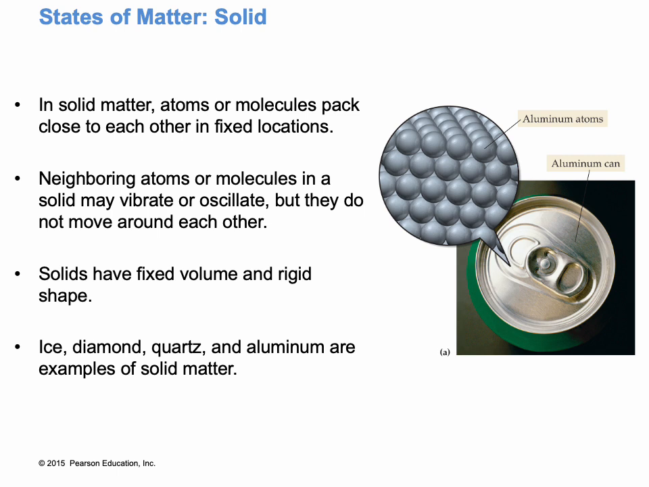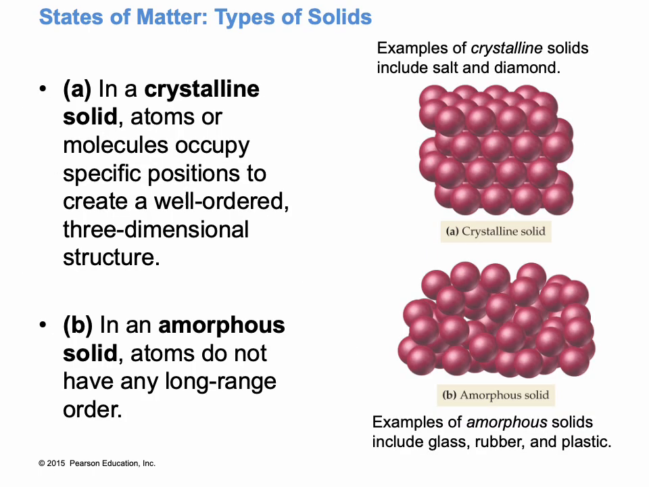Solids have fixed volume and rigid shape. Ice, diamond, quartz, and aluminum are examples of solid matter. There are different types of solids. So a crystalline solid is one in which the atoms or molecules occupy specific positions to create a well-ordered three-dimensional structure. So you can see that shape on the right, the crystalline solid.